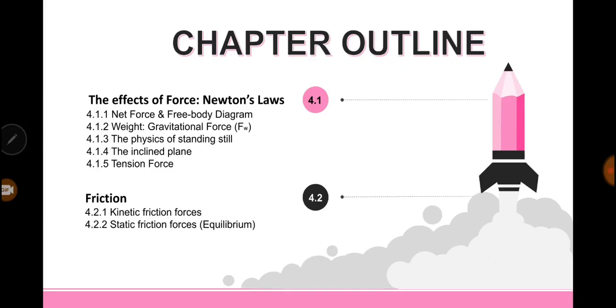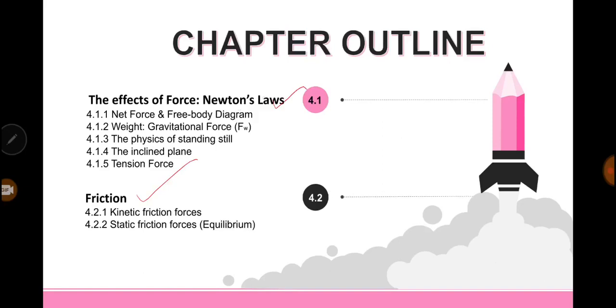Alright, class, this is the chapter outline that will be taught during your upcoming lecture. There are two large subtopics that will be touched, which are the effect of force related to Newton's law, and friction.